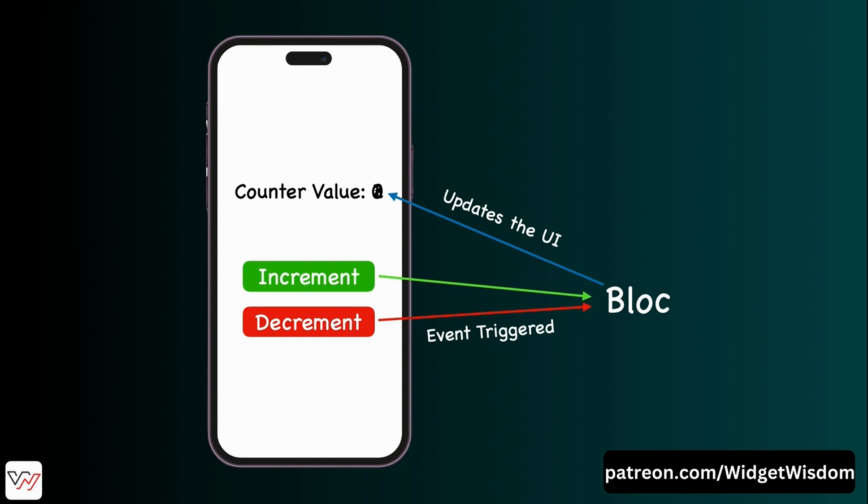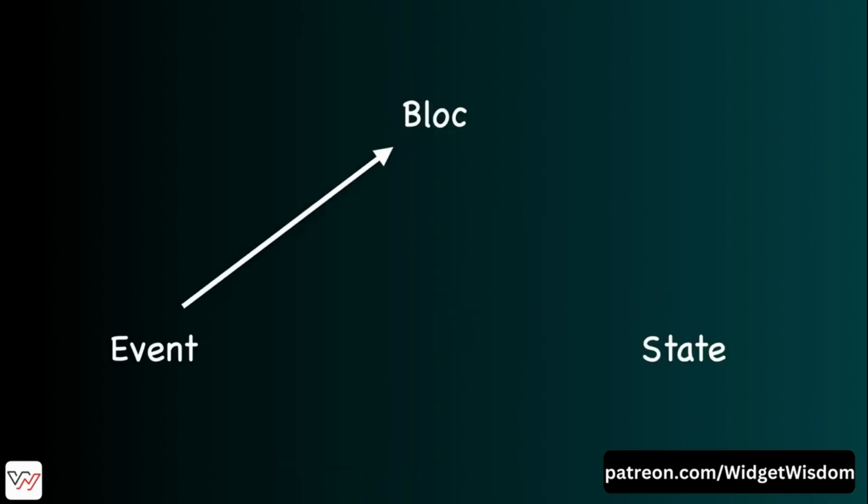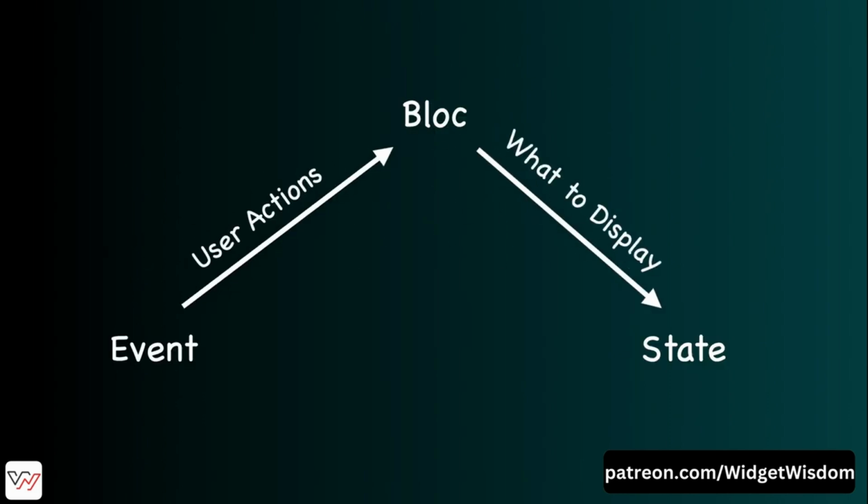So Bloc acts like the middleware between the events and state. It listens to the events, or let's say user actions, and updates the state accordingly. In the counter app, the increment counter event tells the Bloc to increase the counter value, and the decrement counter event tells the Bloc to decrease the counter value. So the Bloc takes care of the logic. When the user presses a button, it processes the event and emits a new state, like the updated counter value.